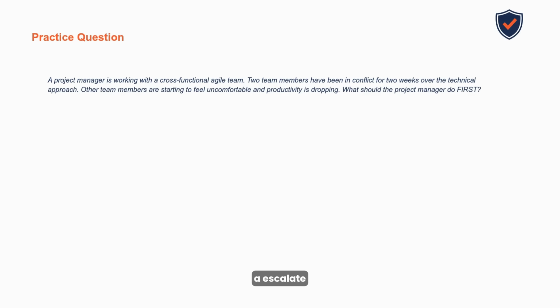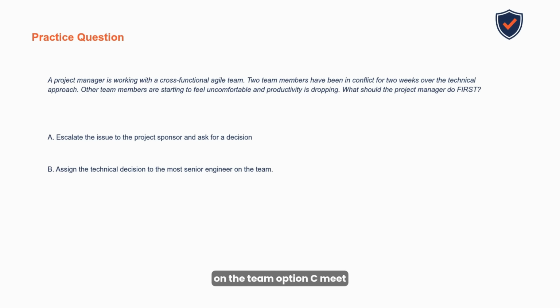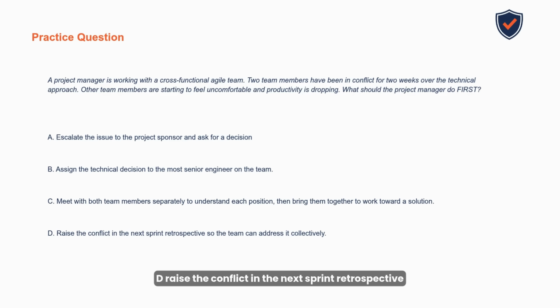Option A. Escalate the issue to the project sponsor and ask for a decision. Option B. Assign the technical decision to the most senior engineer on the team. Option C. Meet with both team members separately to understand each position, then bring them together to work toward a solution. Option D. Raise the conflict in the next sprint retrospective so the team can address it collectively.